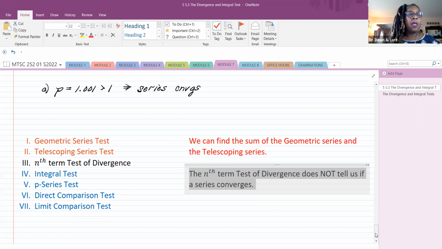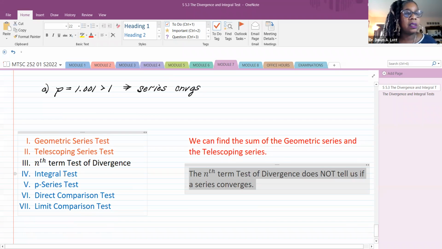Okay. These next four tests and the rest of the tests that we're going to do all will tell us whether a series converges or diverges. Okay, any questions on any one of these five tests?